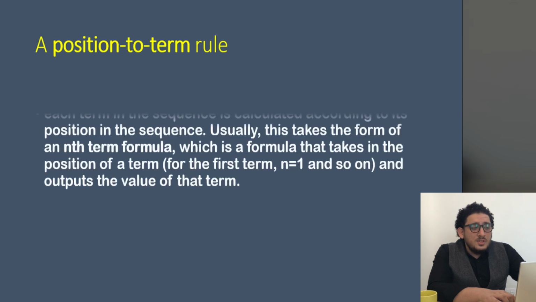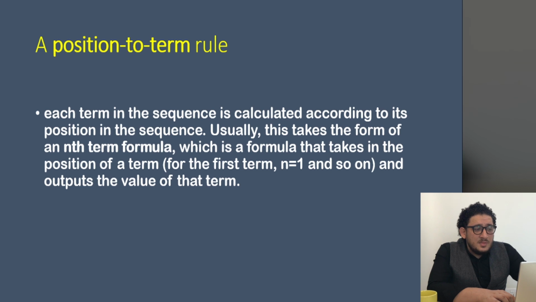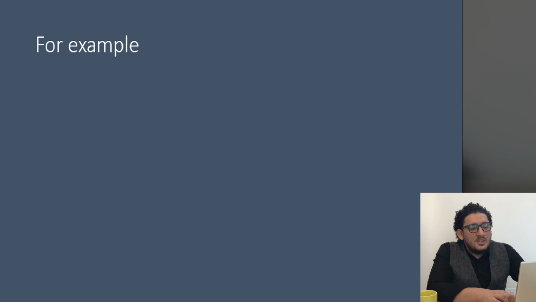So the position-to-term rule, as you see, means each term in the sequence is calculated according to its position in the sequence. Usually this takes the form of the nth term formula. The nth term formula is a very important term, you have to take care of it. It is the formula that takes in the position of the term. For the first term, n equals 1. For the second term, n equals 2. For maybe the seventh term, n equals 7, and so on. And I'll put the value of that term.